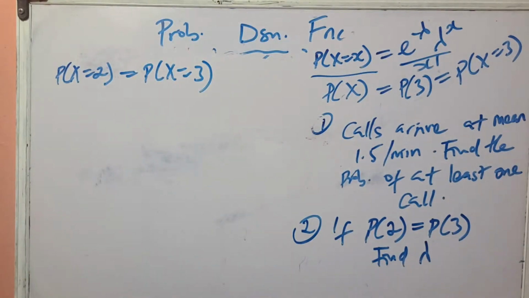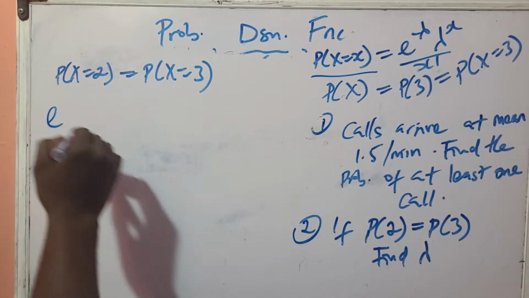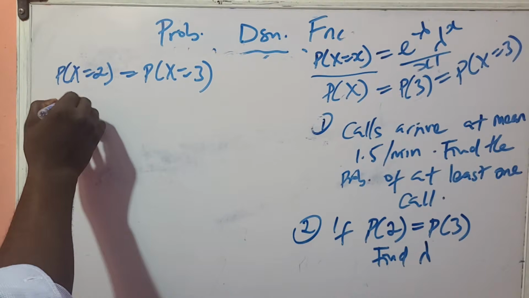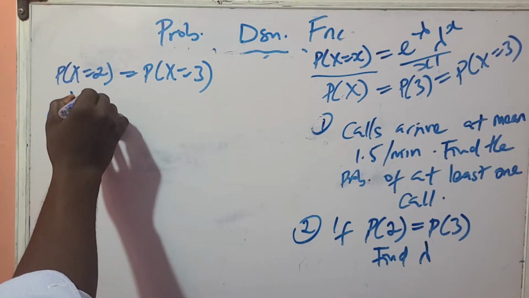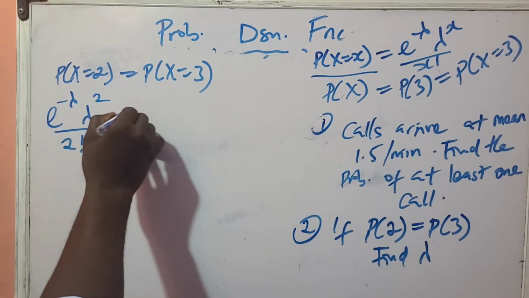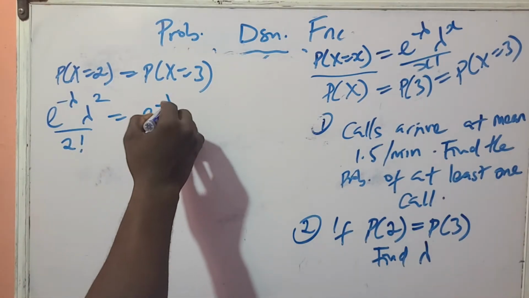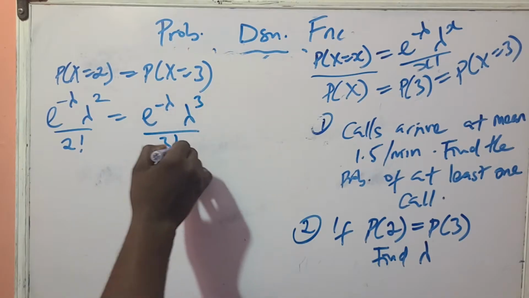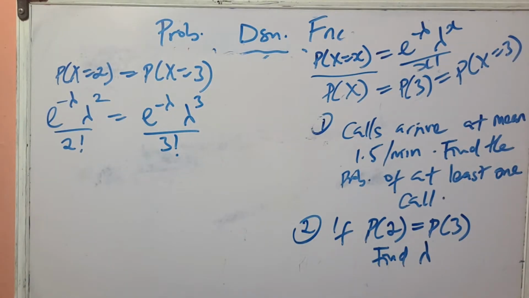If you see this, you go on to fix in your values. That will be e raised to power, you don't know your lambda, e raised to power minus lambda, lambda raised to power 2 over 2 factorial, equals e raised to power minus lambda, lambda raised to power 3 over 3 factorial. Can you go on to solve this and let's see what you get?